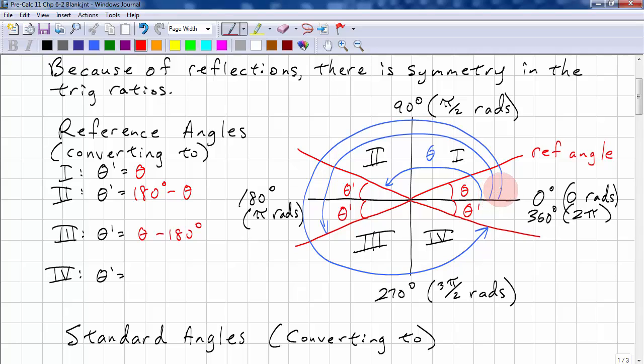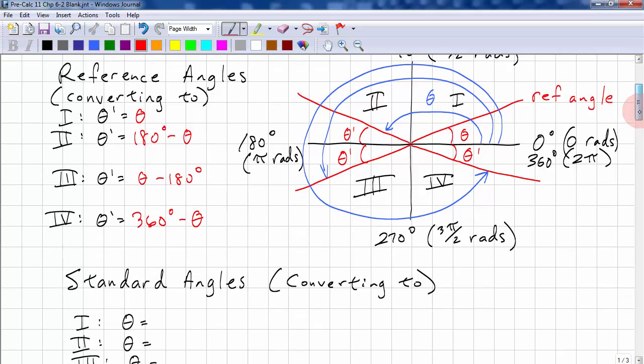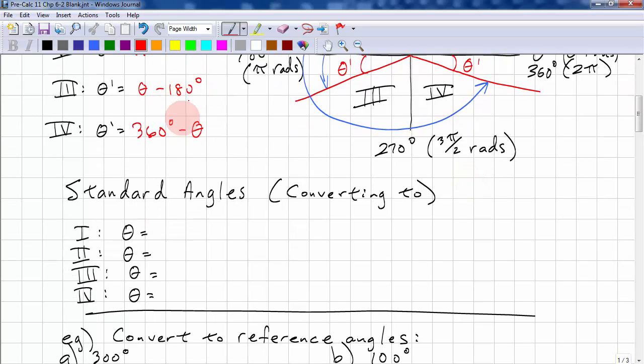And finally, if we have this angle in the fourth quadrant, it's just reflected on the x-axis. So theta prime, the reference angle, is 360 degrees minus theta. Okay, we've looked at converting to reference angles. We also need to have the conversion back to standard angles.